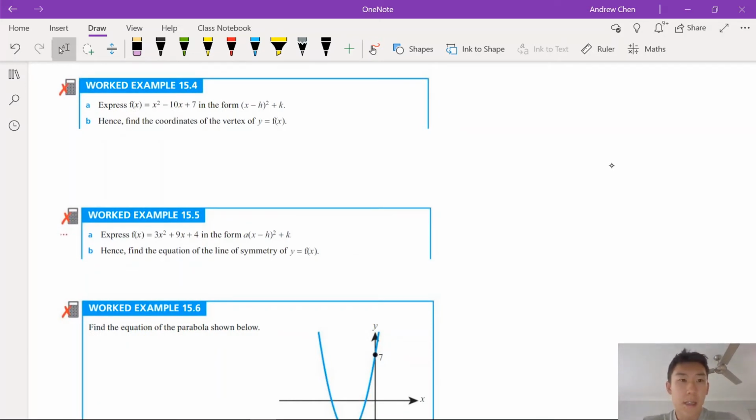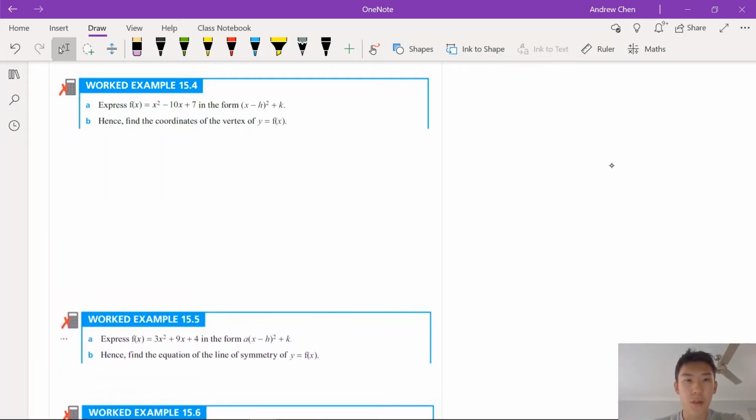Express x squared take 10x plus 7 in the form of (x minus a) squared plus k. Okay, so if we want to go from standard form to turning point form, we need to complete the square. So let's do that for part A.